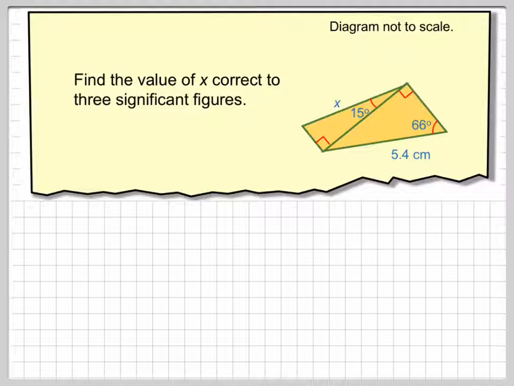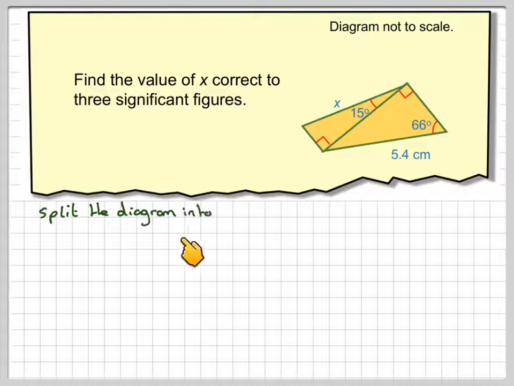Hi, this is a two-step trigonometry problem. It says find the value of x correct to three significant figures. What we've got here is two right-angled triangles joined together. So we've got to use the first one to find a missing length and then use that to find x.